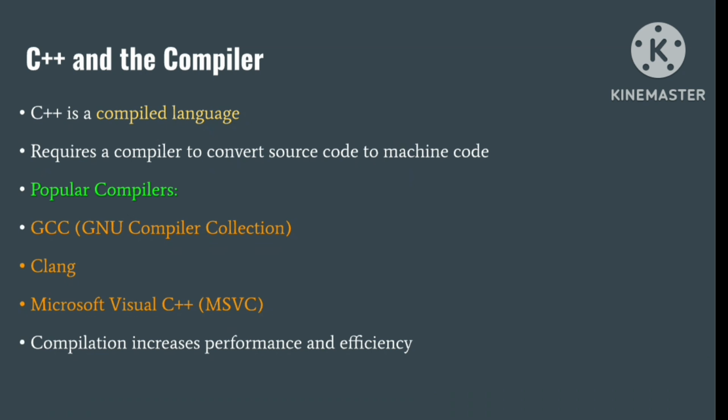By compilation, we increase the performance and efficiency of our C++ program. Compilation is an important step. Until the program is all correct, you can't proceed to the next step. So compilation is very important.